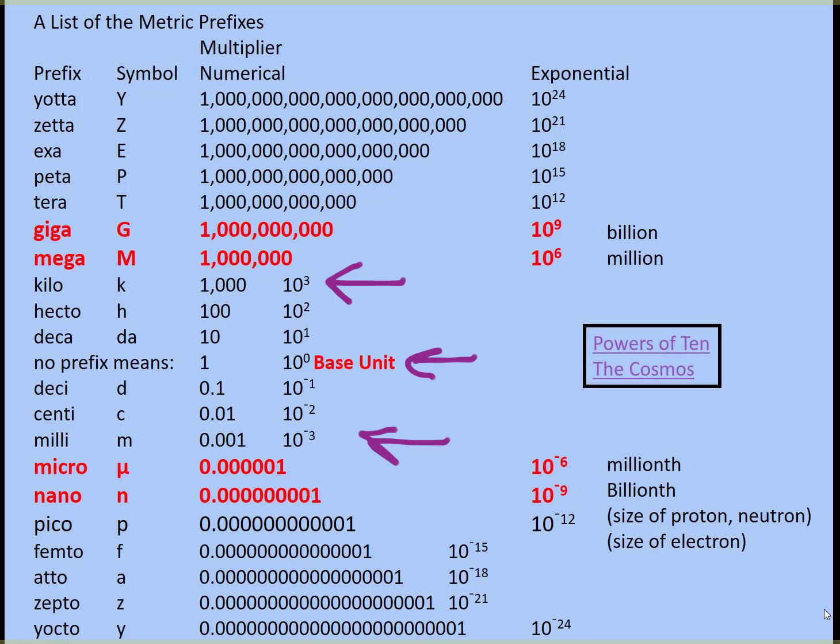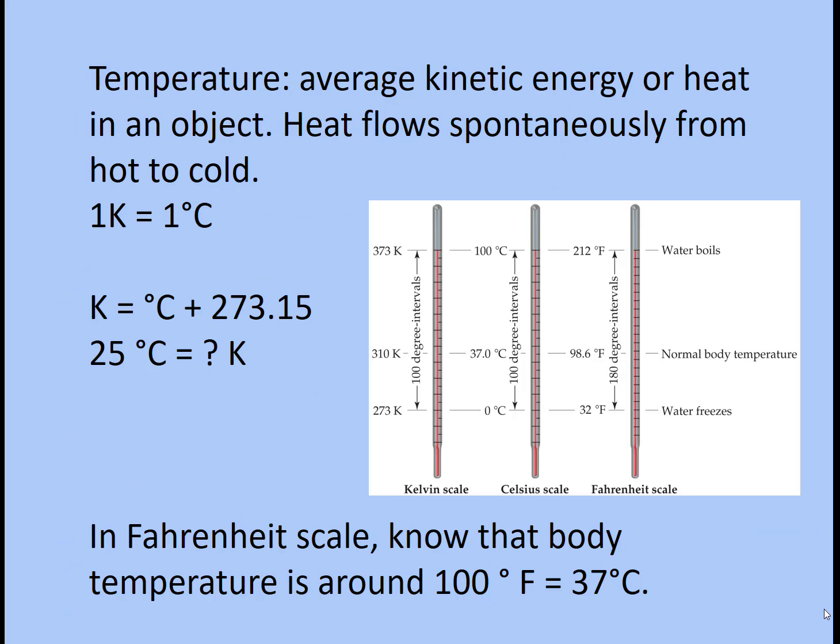And then these other ones we do see in chemistry because we're working with really small atoms. So we have micro and nano, both mean millionth and billionth. And when we get to pico, which has a little p there, this is the size of the subatomic particles of an atom, the proton, the neutron. Your electron is really tiny, more tiny than even the picometers.